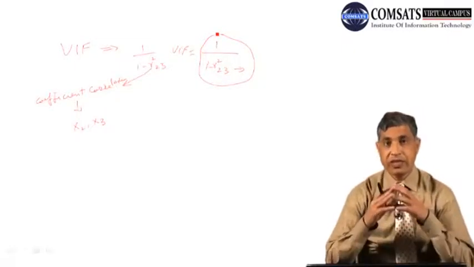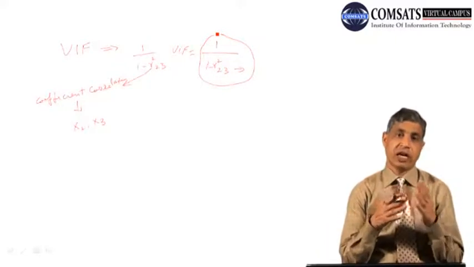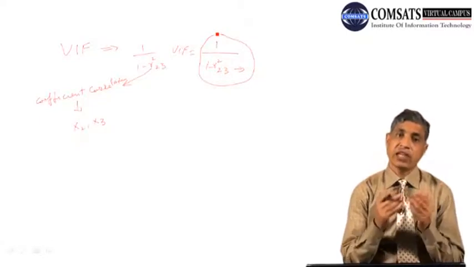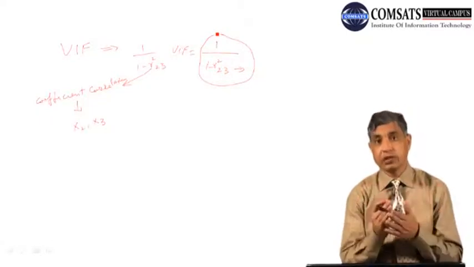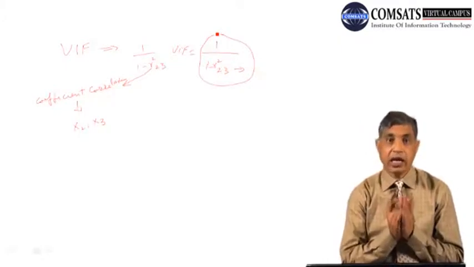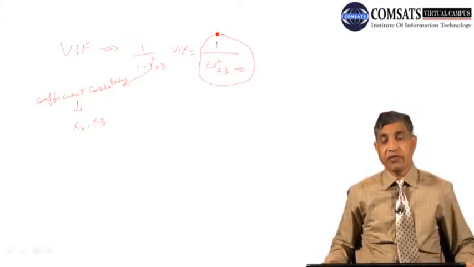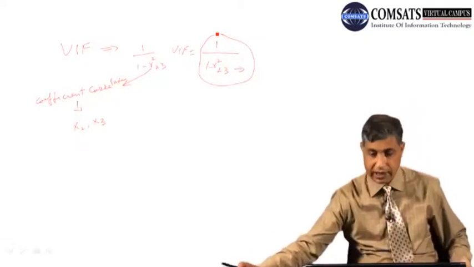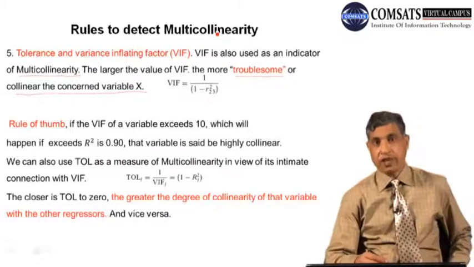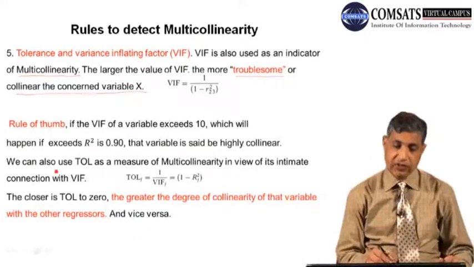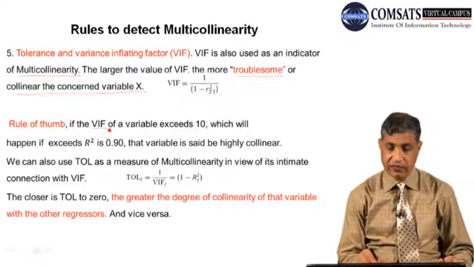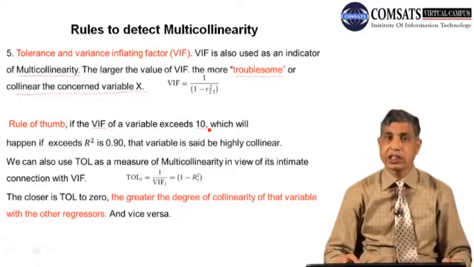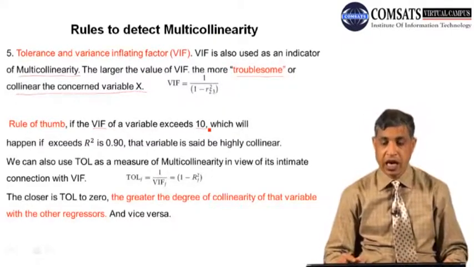So what this means, if there is higher correlation between the variables, then the VIF, that is the variance inflating factor, becomes higher. And as we get the higher value of the VIF, we say that there is a problem of multicollinearity. So rule of thumb, what is this? If the variance inflating factor exceeds 10, then there is a problem. If it is up to 10 or below 10, then there is not a problem of multicollinearity.